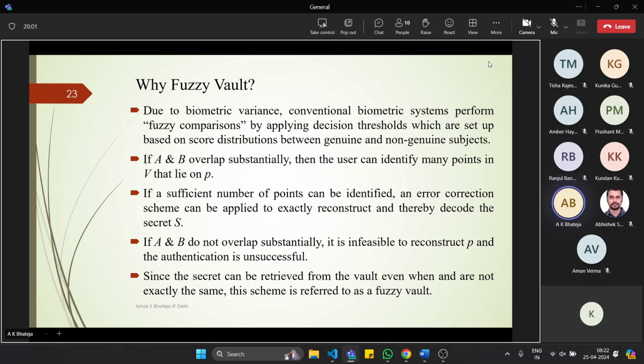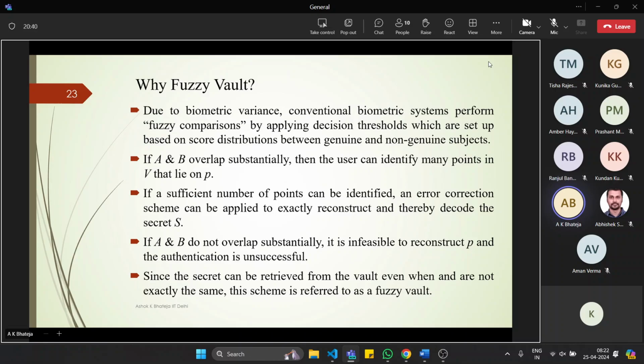After finding the points, even then some error may be there because of noise, and we know that exact matching of the fingerprint minutia points is also not possible. So that's why some error correcting code, or at least some error detection scheme, is required. If A and B do not overlap substantially, it is infeasible to reconstruct the polynomial P, and authentication is unsuccessful in that case.